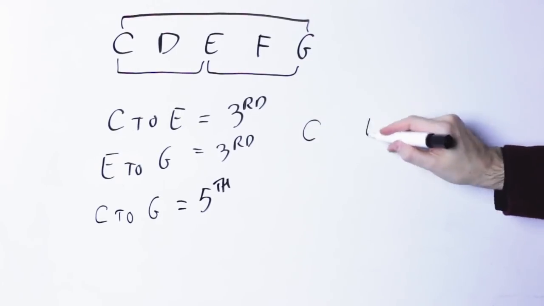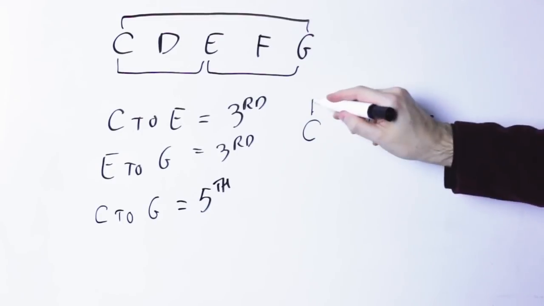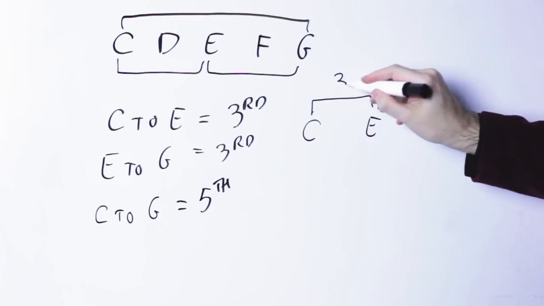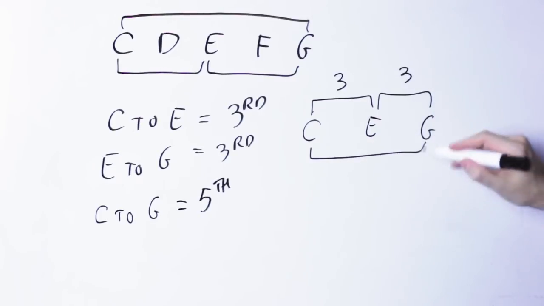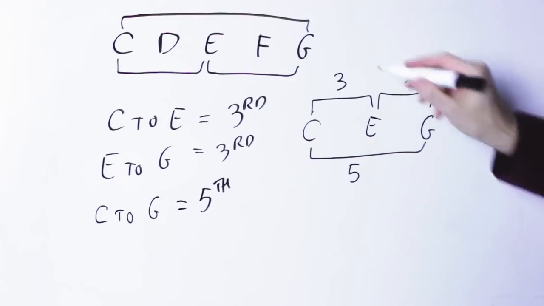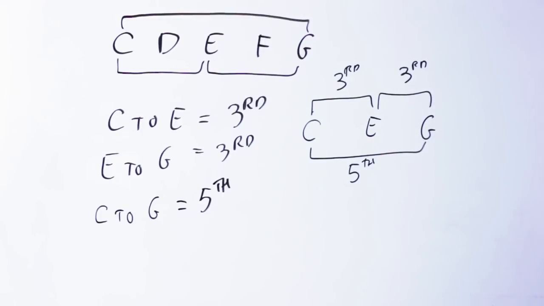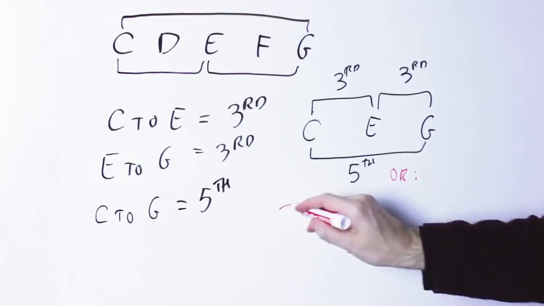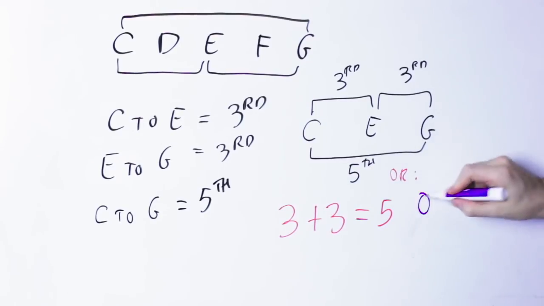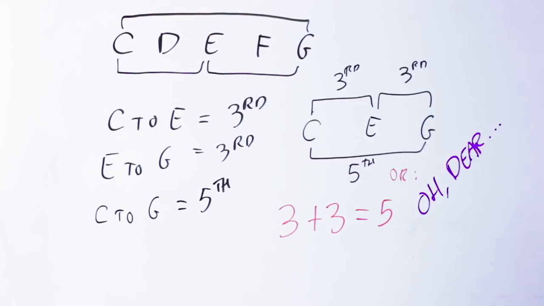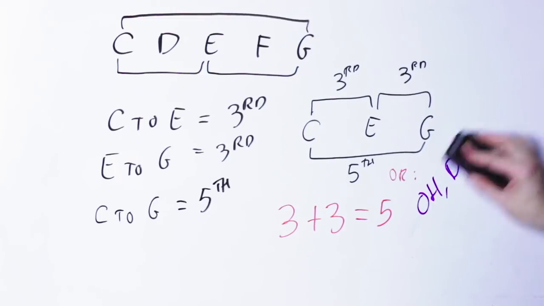Now, let me write down those three notes. C, E, and G. The distance between C and E is a third. The distance between E and G is a third. And the distance between C and G, you've just seen, is a fifth. Or, in other words, in music theory, 3 plus 3 equals 5. Oh dear. This is even more confusing than biology, where 1 plus 1 is 3.